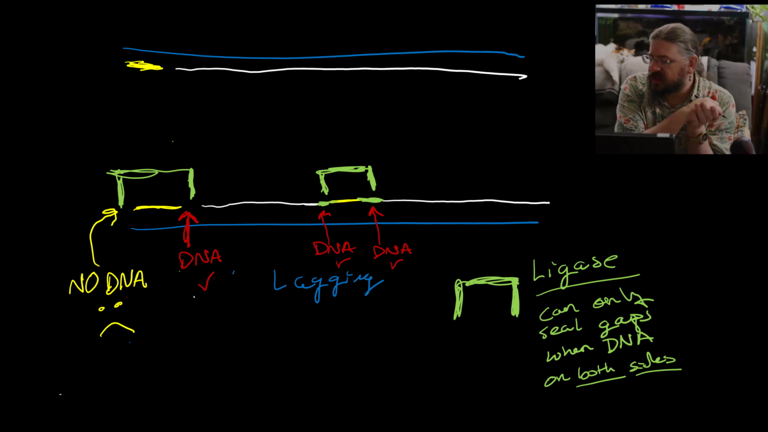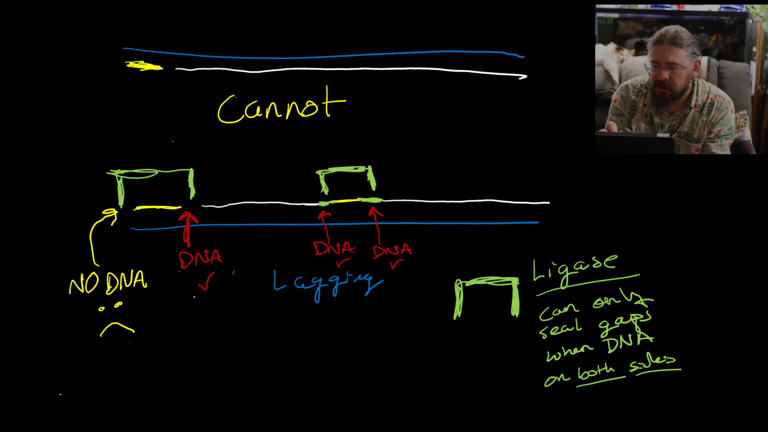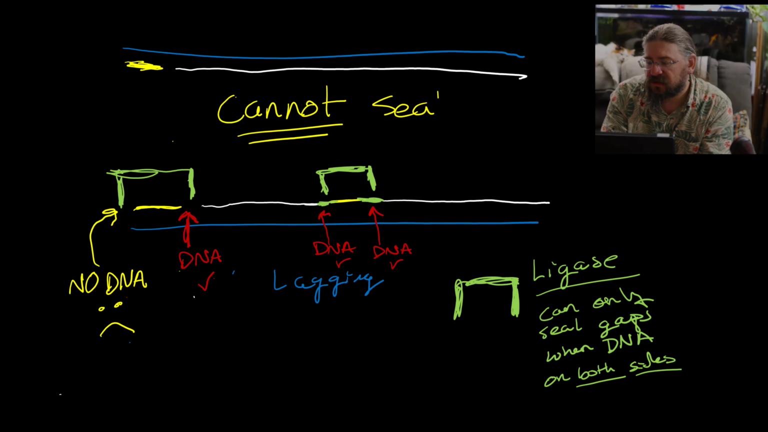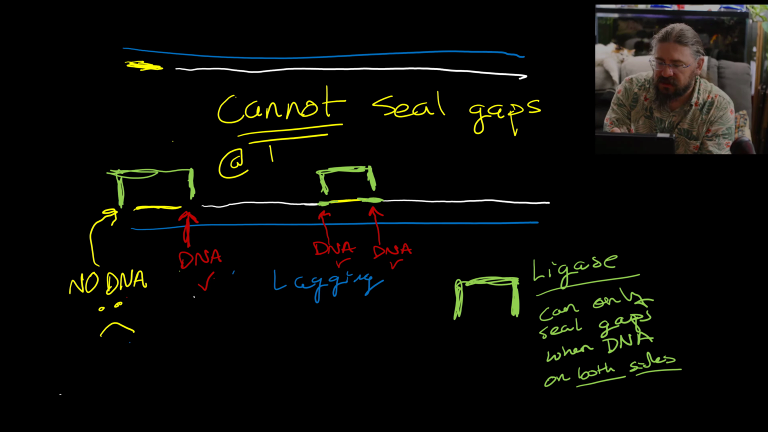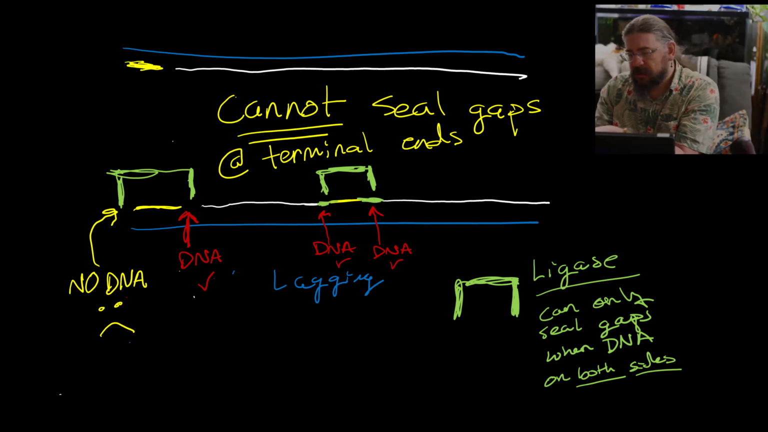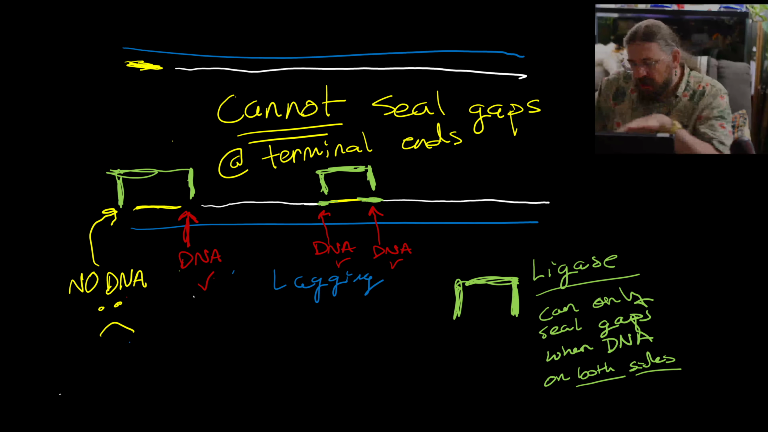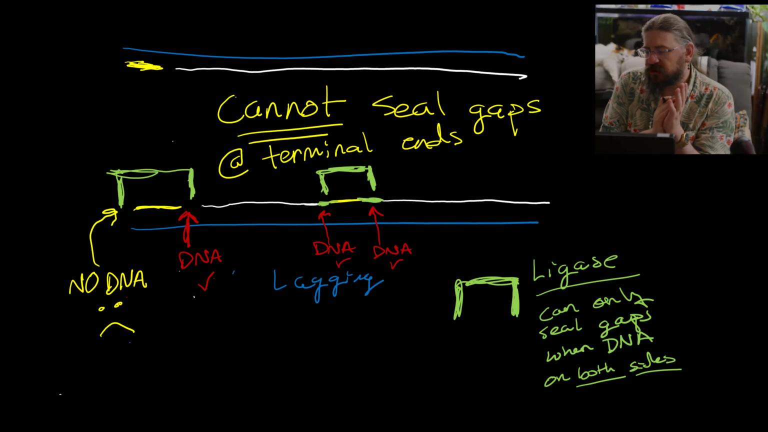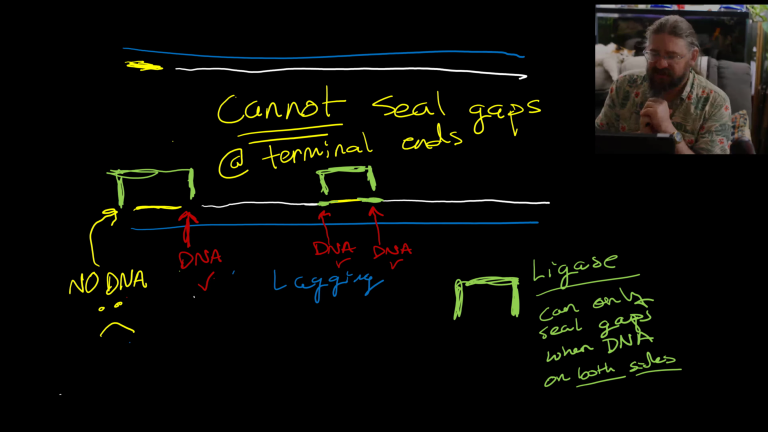So because it can only seal gaps when there's DNA on both sides, ligase cannot seal gaps at the terminal ends. Any primers within the strand, especially all those Okazaki fragments, it can seal those. But terminal ends, it cannot seal those gaps.